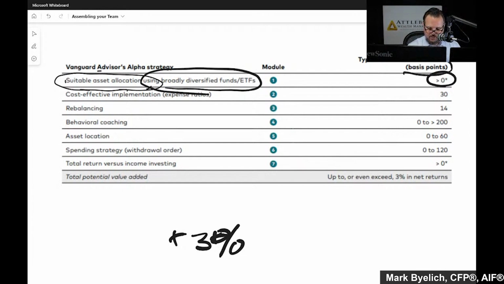Basis points is a percentage. So when you see 30 basis points, look at it like this: 0.30%. So 0.14%.